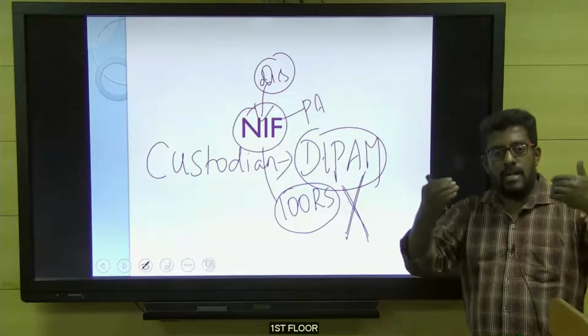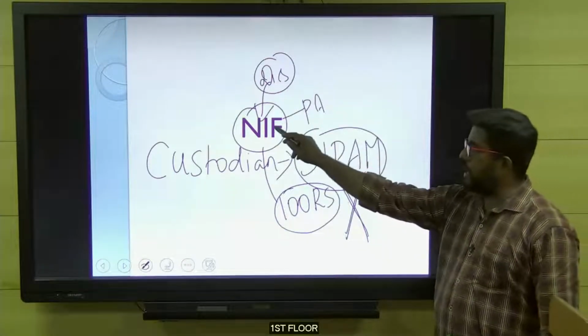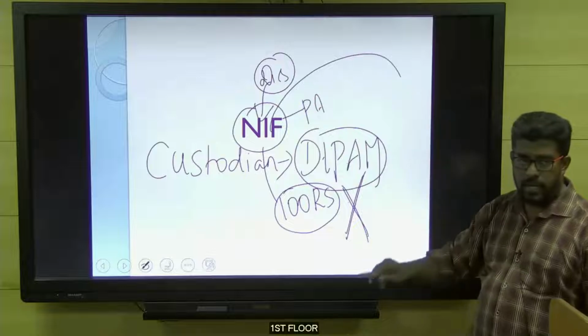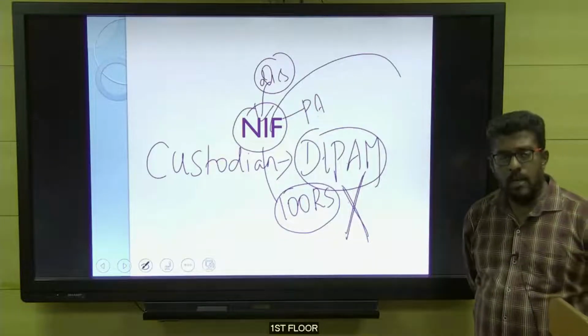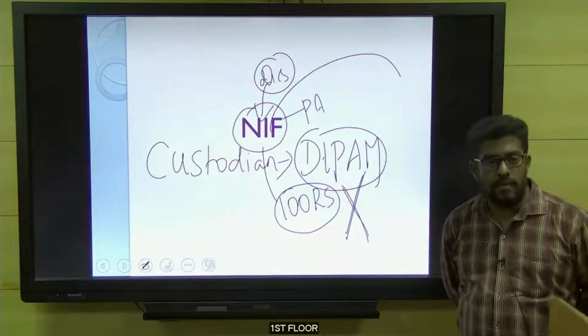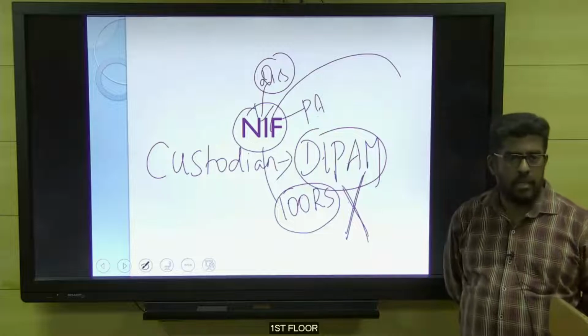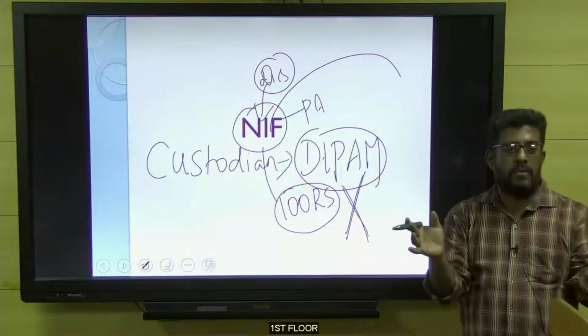Now, when the government asks for the money, what DIPAM will do is transfer the money from NIF to the Government of India. Now here comes the question. When the government asks DIPAM for money, on what basis will they ask? What is the rationale? What is the logic? Will they ask now and then, or is there any procedure, any formalities?